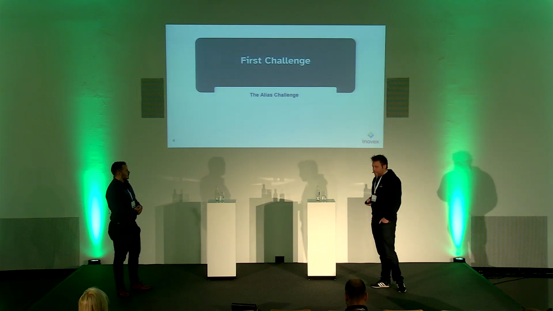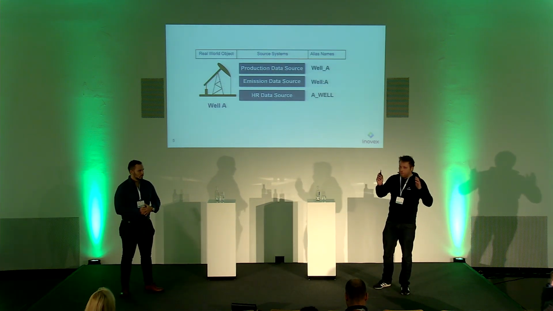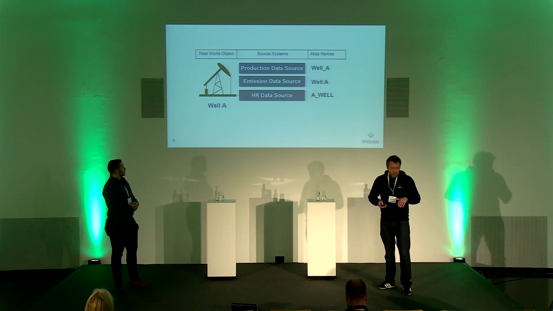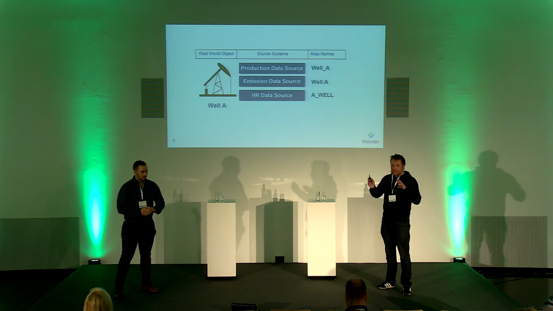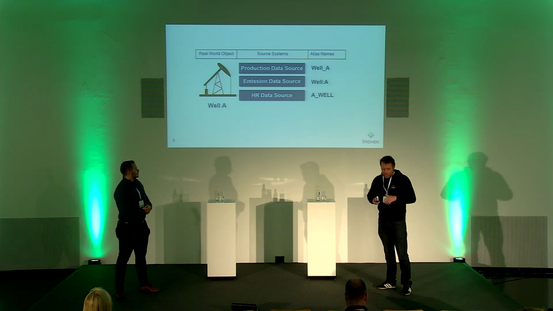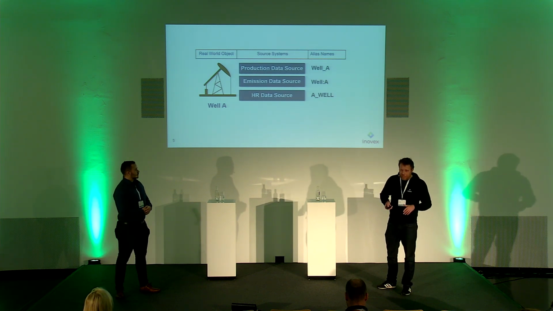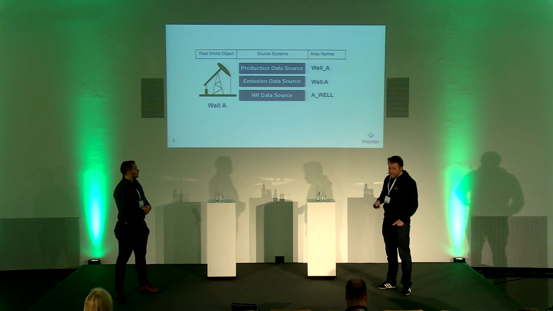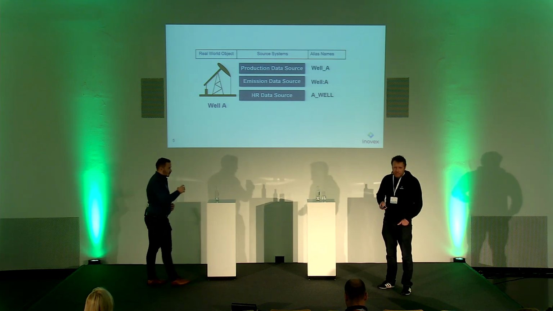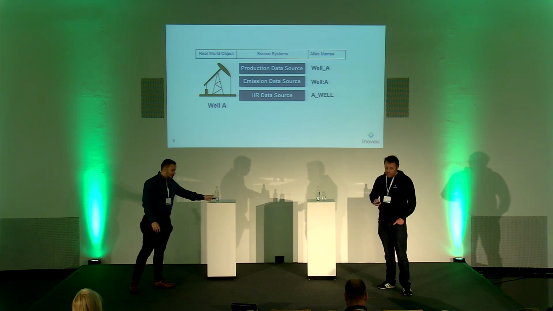We call it the Alias challenge, and as Kevin already mentioned, we grab data from various systems, and we have a very simple example. There is a real-world object, let's call it well A, and we get production data, but there the name is well_A. Then we get emission data from a different system, also with different naming, so it's here well:_A. And we also get data from a third system, and there the name is also different. So that's the first challenge we face as data engineers.